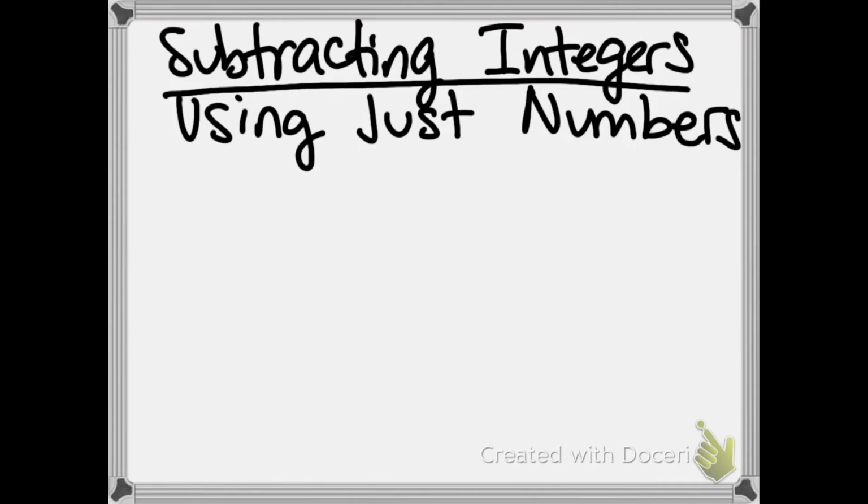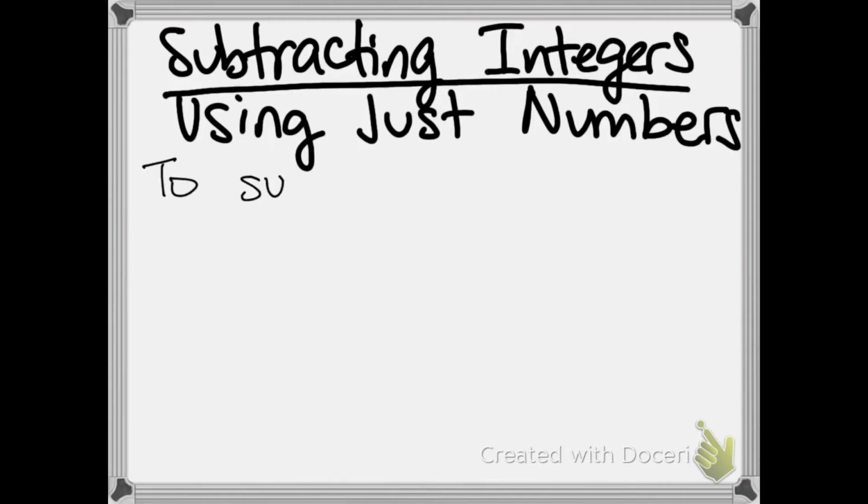Subtracting integers is pretty simple if you understand how to add integers. And the method that we're going to use for subtracting integers is just to change our subtraction problems into addition problems. So the strategy we are using is to change subtraction into addition.